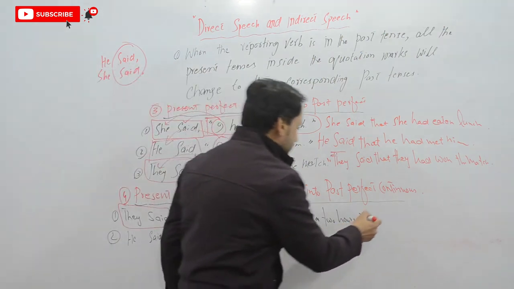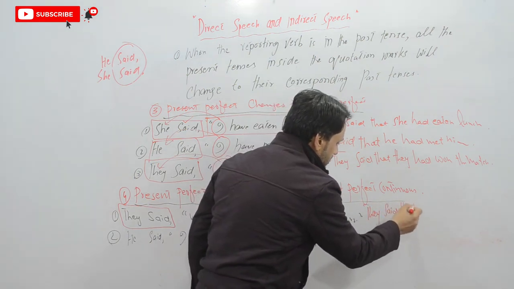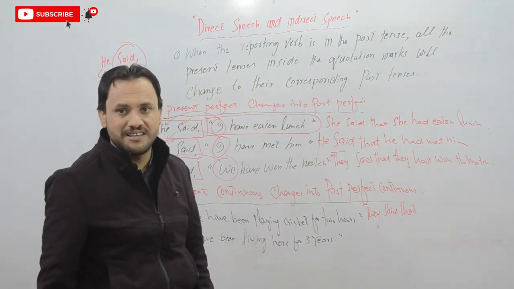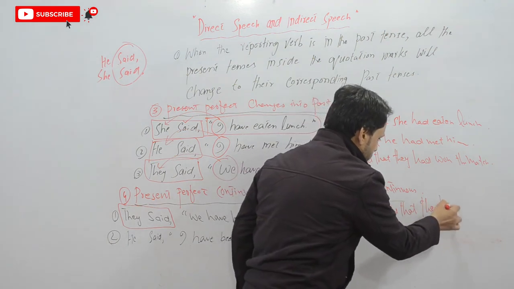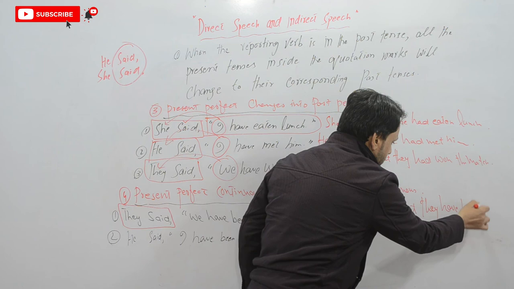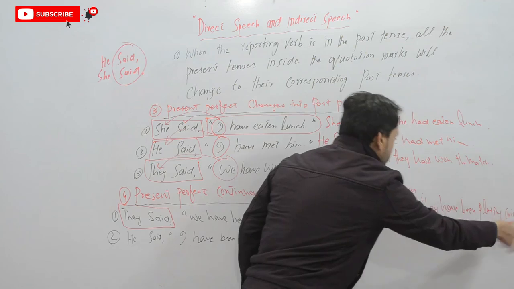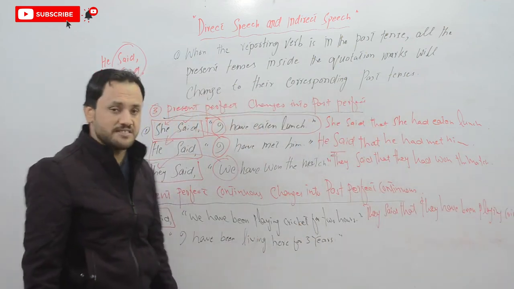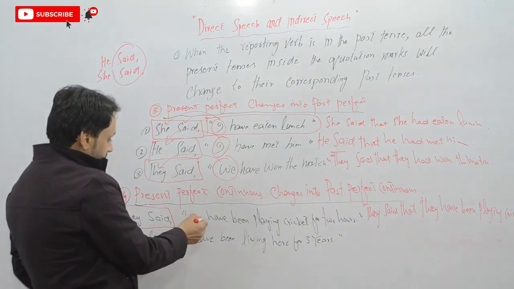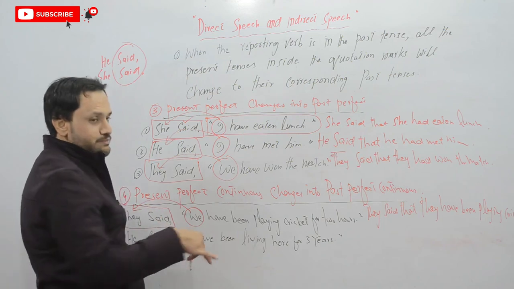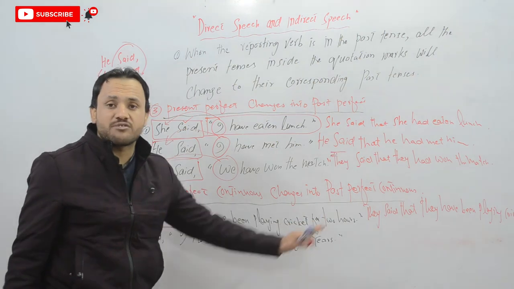So it becomes, they said that they have been playing cricket. They said that they had been playing cricket for 2 hours. The first person pronoun changes according to the subject of the reporting speech. They said that they had been playing cricket for 2 hours.